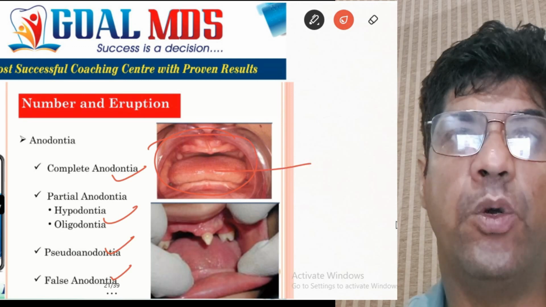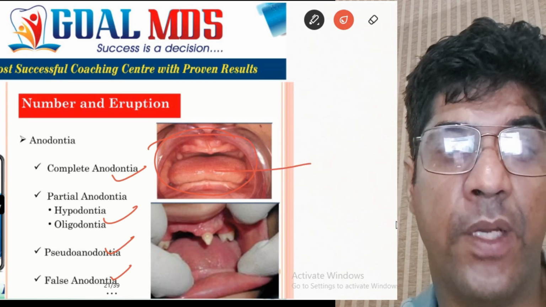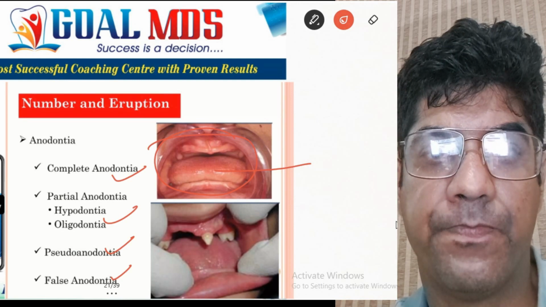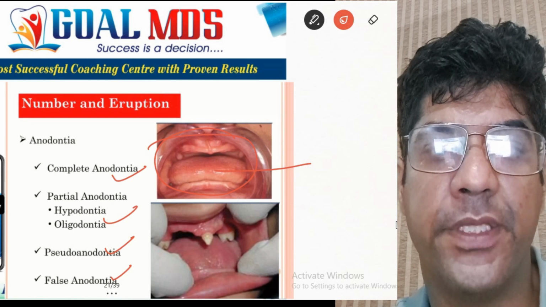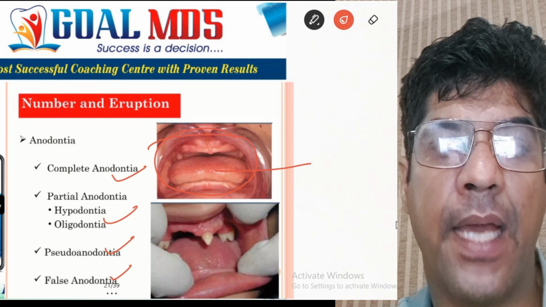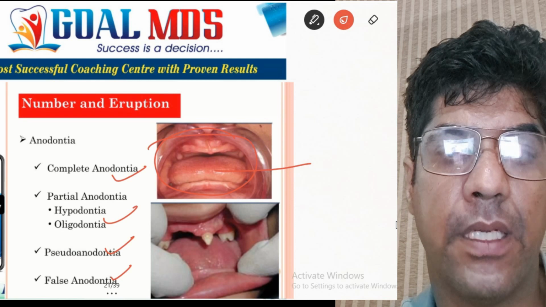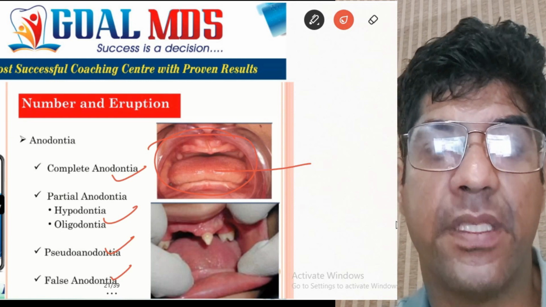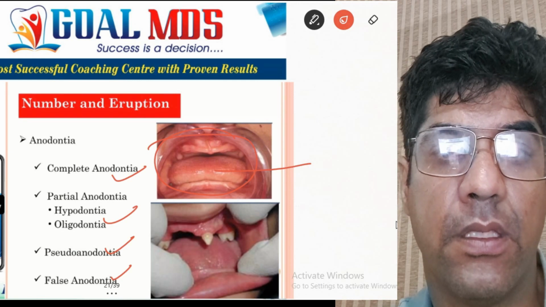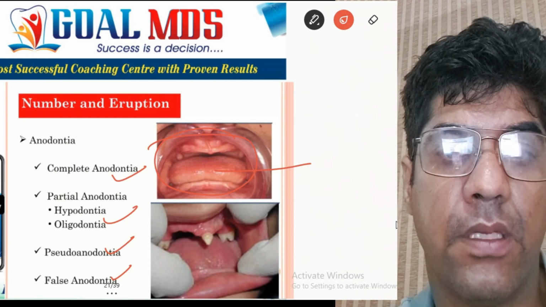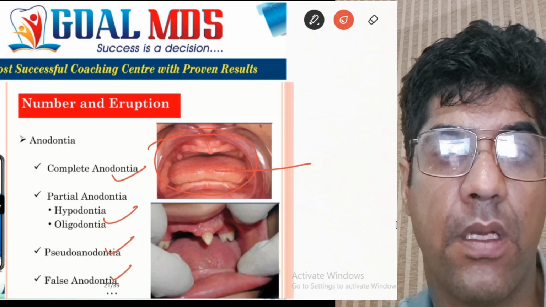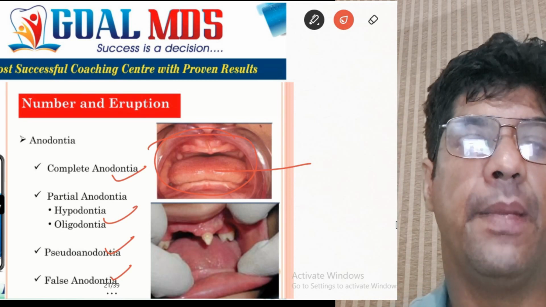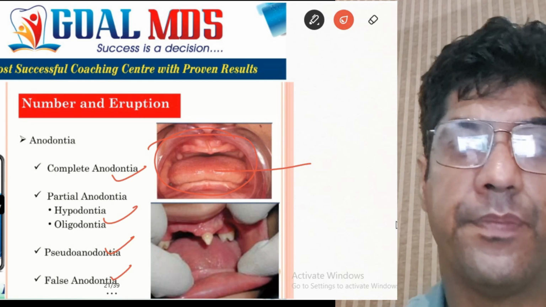While the term pseudoanodontia is applied to multiple unerupted teeth. That occurs due to the failure of eruption. The pseudoanodontia is sometimes applied to multiple unerupted teeth.